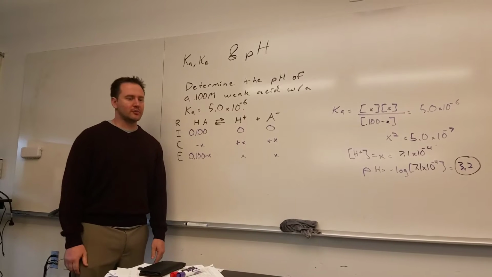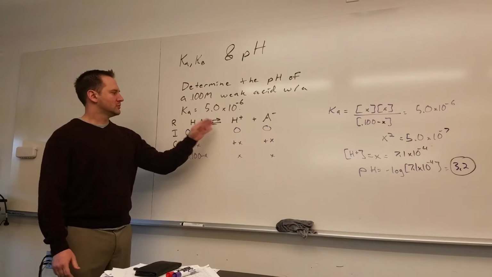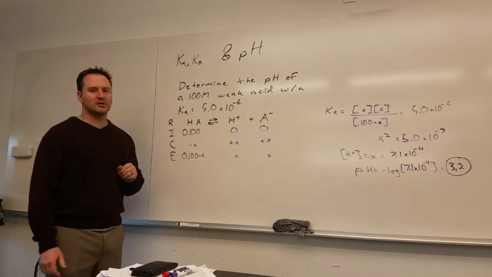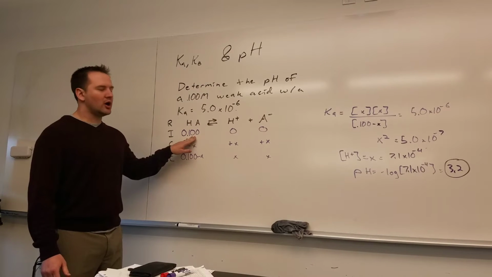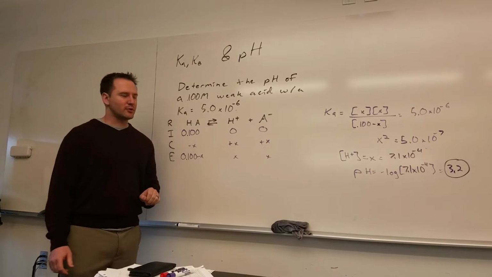Whenever we're approaching a problem like this, what we need to do is set up a RICE table, which shows the reaction, the initial amounts, the change, and the equilibrium concentration. So when we do one of these problems, we're going to assume that initially all of it remains in the unionized form and that we have no ionized products.